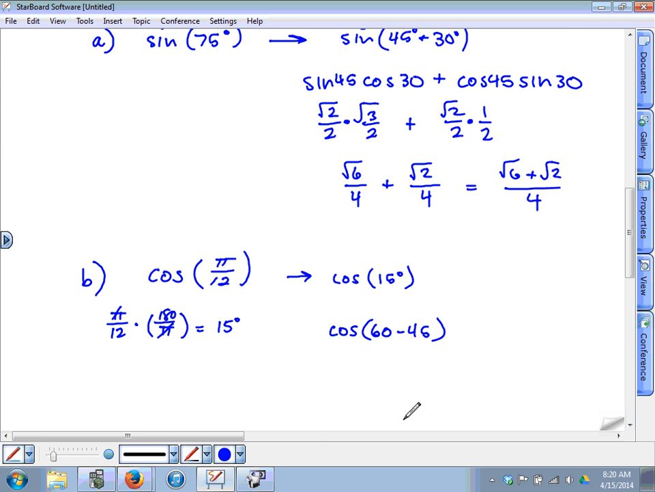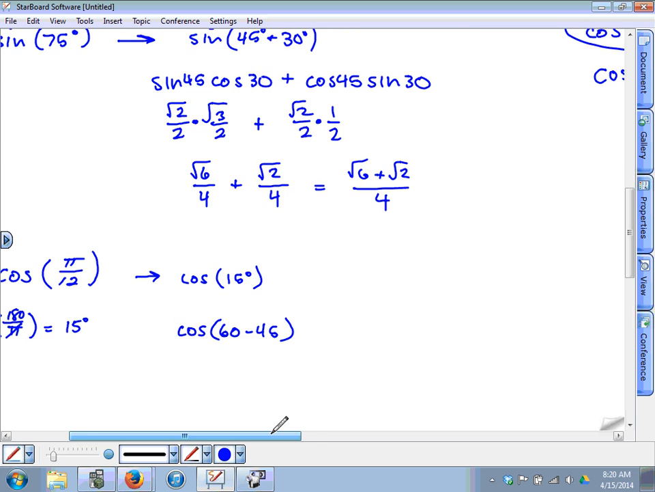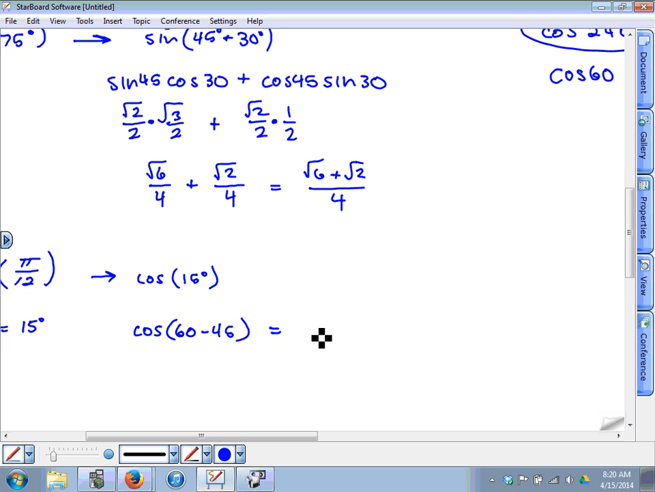60 minus 45. What's the pattern for cosine? It's cosine, cosine, and in this case it's plus sine 60, sine 45. That's the pattern for the sum or difference of cosine. It's cosine, cosine, sine, sine.